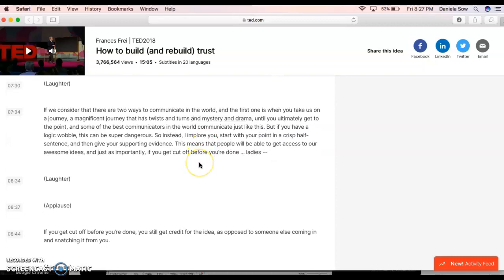And then she keeps using "if" language. If we consider this, then this. If you have a logic wobble, this can be super dangerous. She's giving us some really interesting warnings, and that's really good for you too. If you have a topic, what would you warn your reader about? What kinds of things would you say?